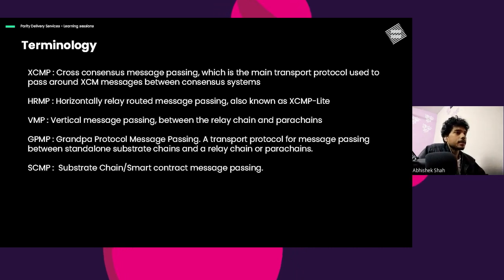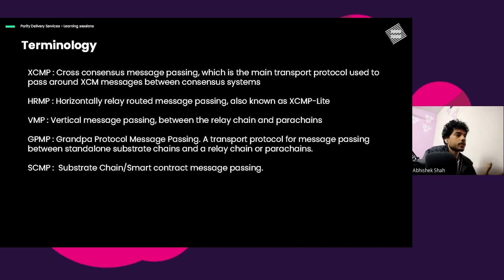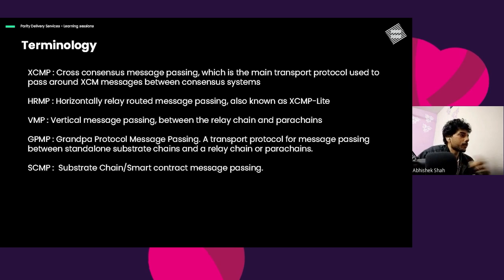And two new terms in the context of XCM v3 that were coined by Gavin himself: GPMP, which stands for Grandpa Protocol Message Passing. It's a transport protocol for message passing between standalone substrate chains and a relay chain like Polkadot or Kusama, or maybe some of the parachains that are connected to a relay chain. So there we have GPMP, and finally SCMP, which could stand for either substrate chain message passing or smart contract message passing. Basically, the messages are going from a smart contract to a substrate chain over a bridge.